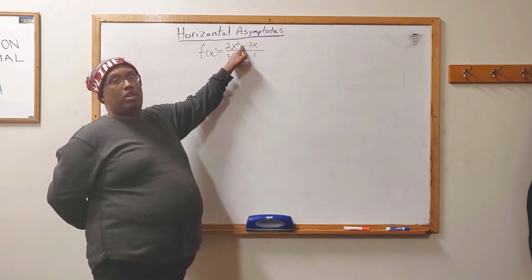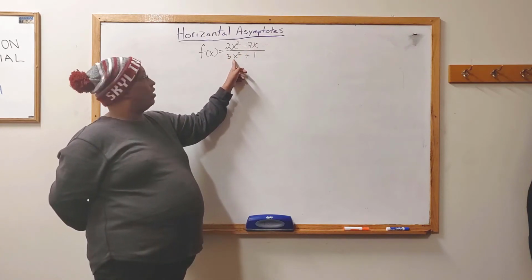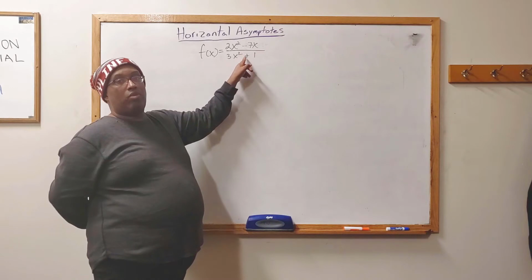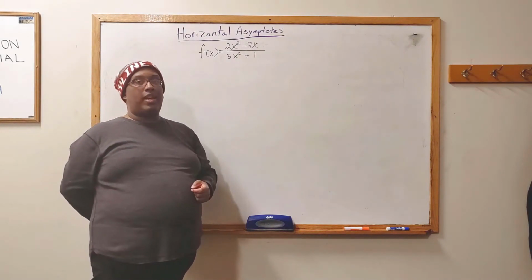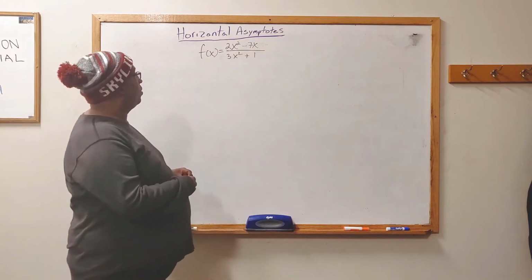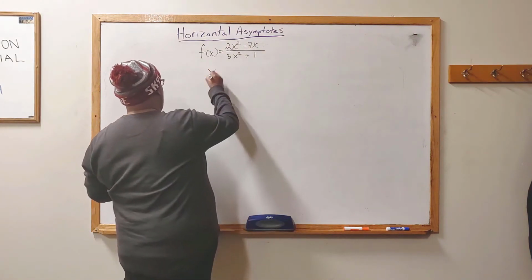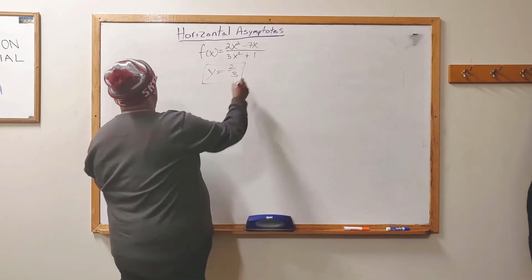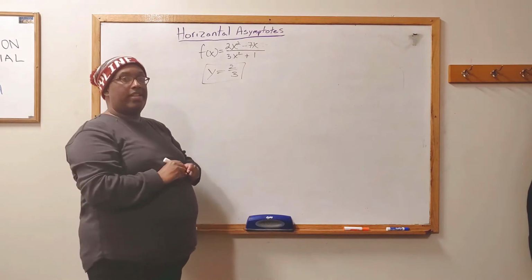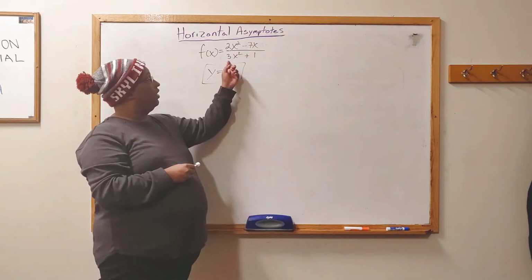is the degree of the numerator. 3 is the leading coefficient here, and 2 is the degree of the denominator. So since the degrees are the same, we only worry about the coefficients, 2/3. So y equals 2/3, and we're done. That's the equation of the horizontal asymptote for this problem.